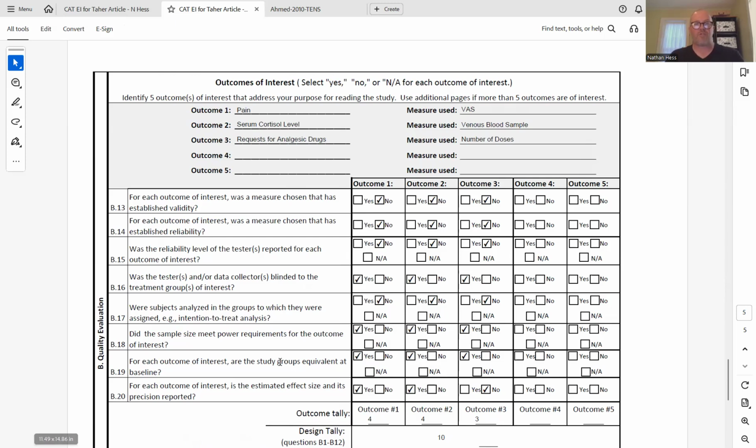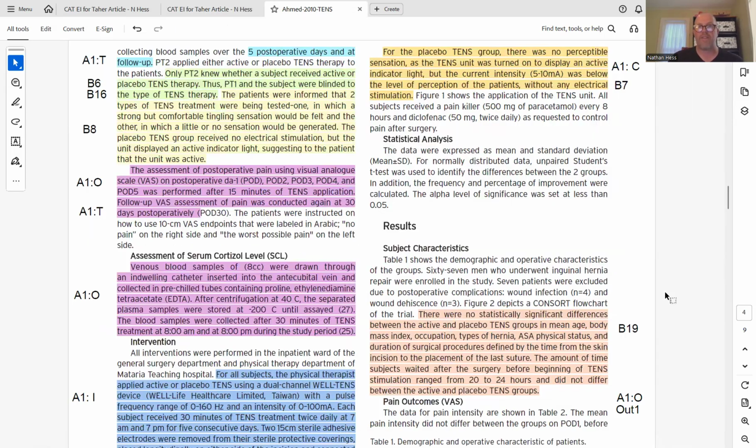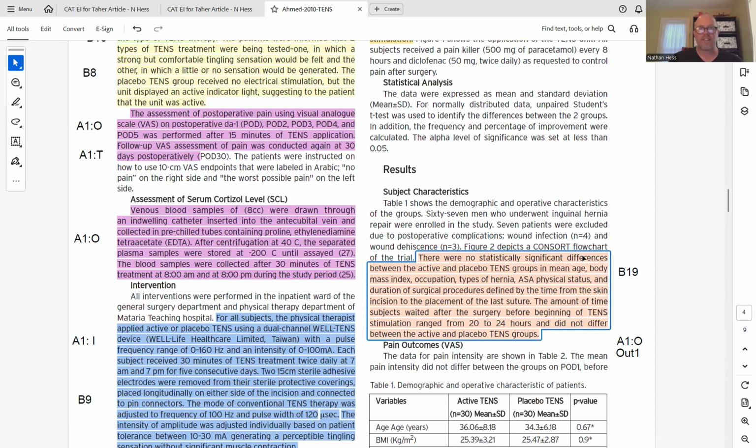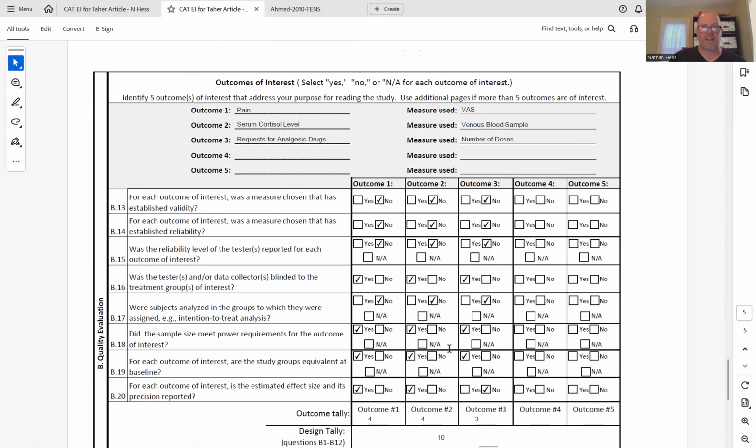For each outcome of interest, are the study groups equivalent at baseline? They are. If you look again at their analysis of this, B19, no statistically significant differences between these different groups. That's what this says there. So we could definitely check that as being yes, all the way across the board.